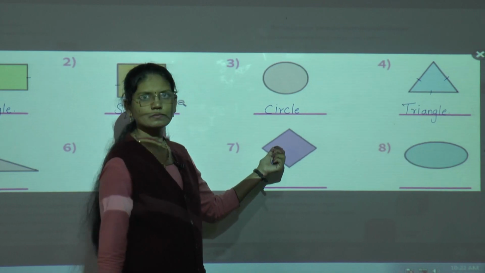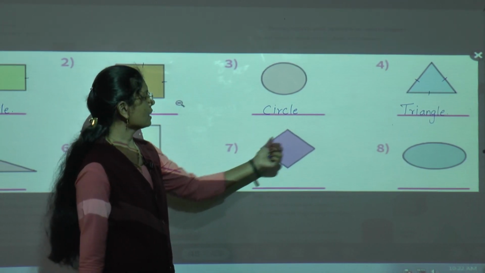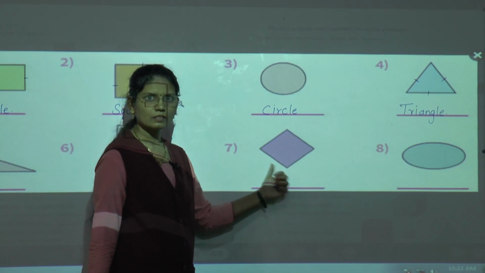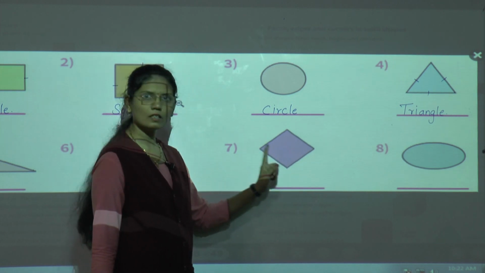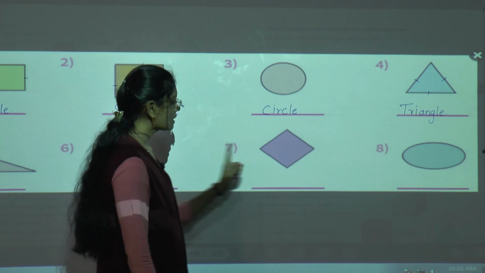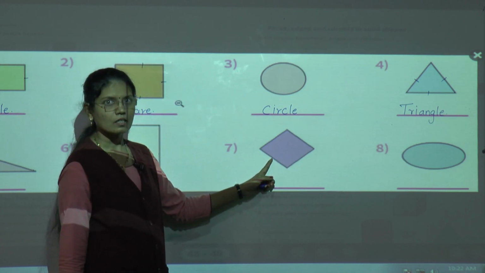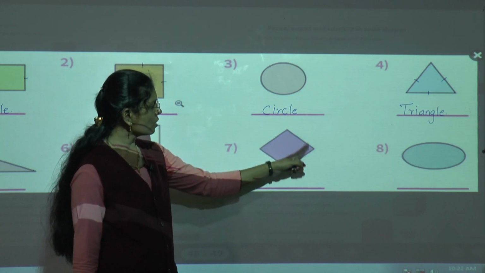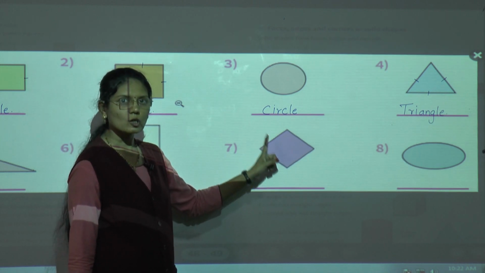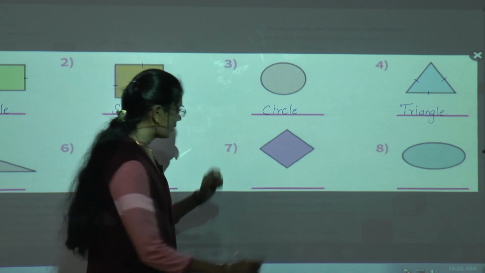Now see this shape. Again, how many sides does it have? Yes, 1, 2, 3, 4. It has 4 sides. Also it has 1, 2, 3, 4 corners. Now see carefully. All the sides are equal. So this is a square.